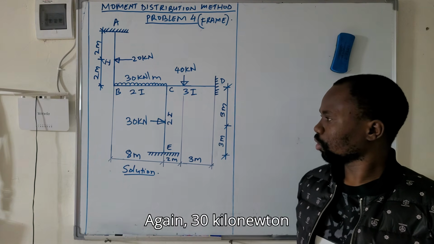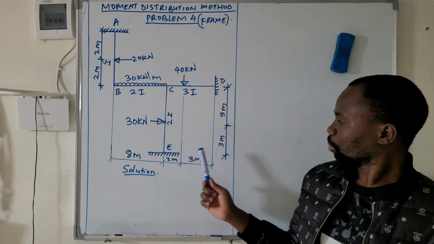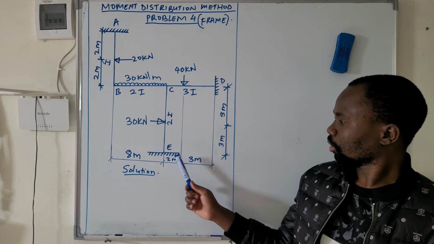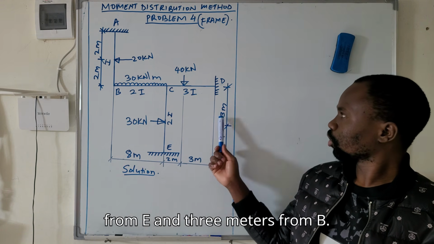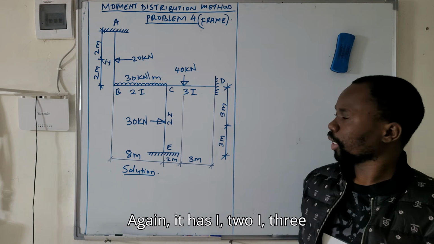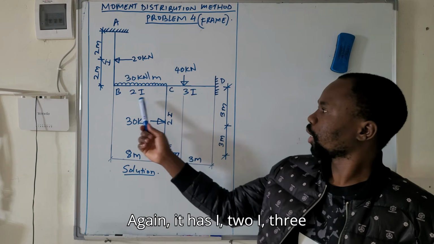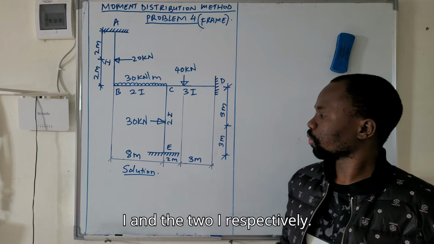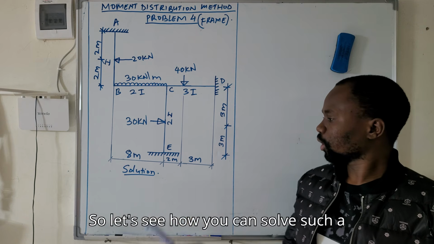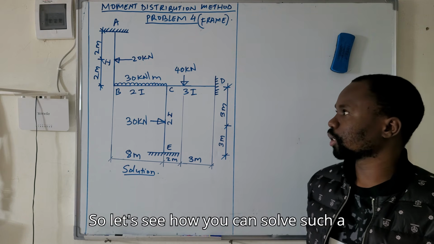Again, 30 kilonewton placed at 3 meters from E and 3 meters from C. Again, it has I, 2I, 3I, and 2I respectively. So let's see how you can solve such a question.